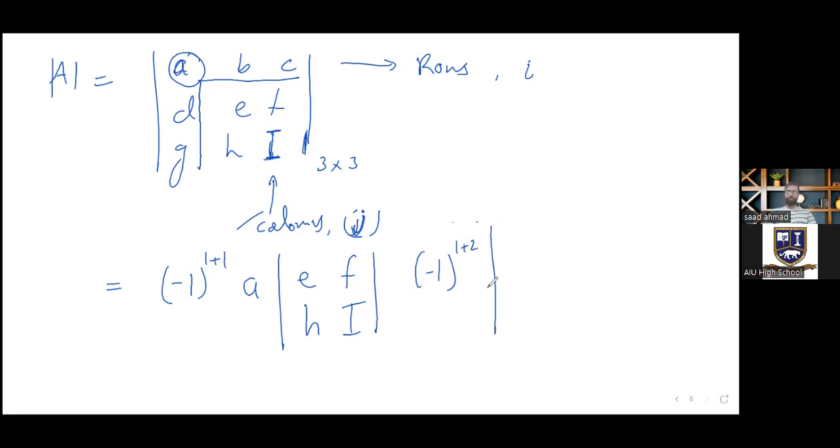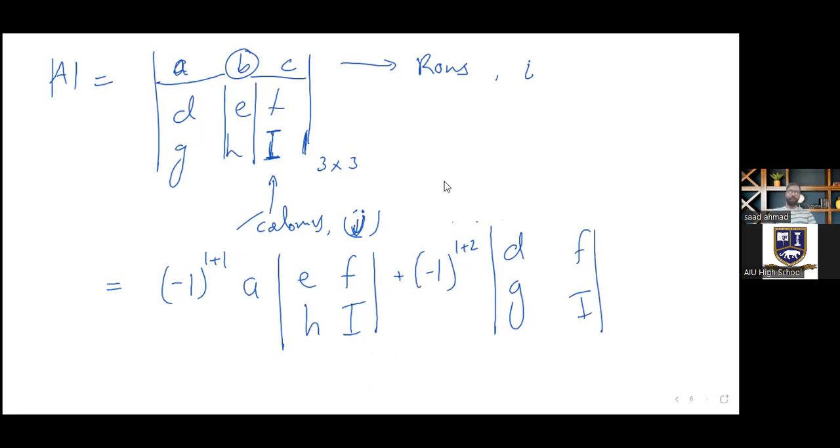And then times it with the, okay, now we are at the first row, second column here. We eliminate these and we write the rest of it, D, G, F, and I. And then again, for the third one, -1, and it's the first row, third column. And then, sorry, the entry is C, that entry is C here.